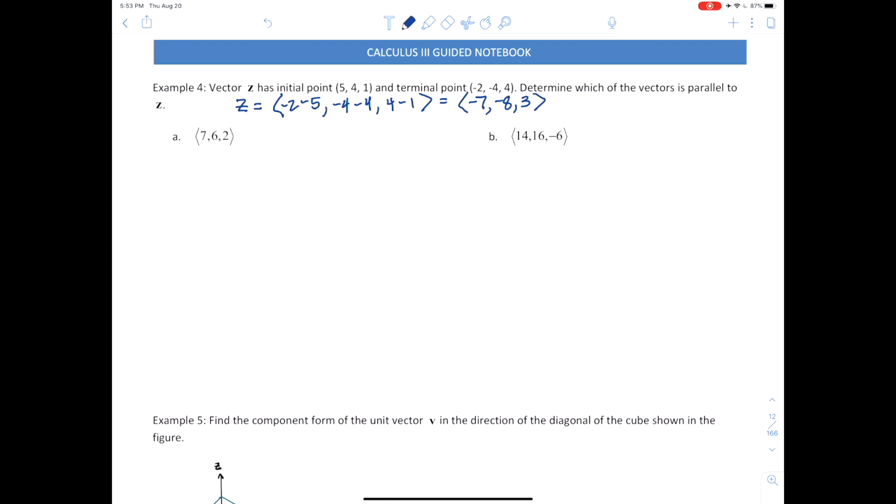So now 7, 6, 2, what do you think? Is there some scalar c that will work, multiplied by 7, 6, 2, to get negative 7, negative 8, and 3?